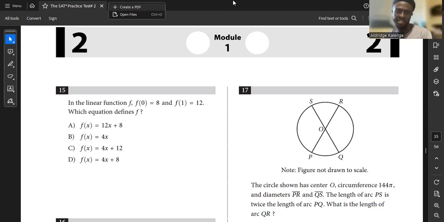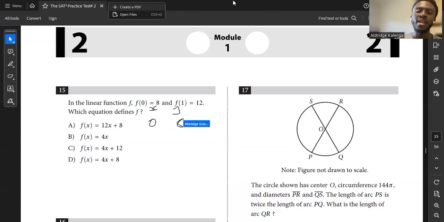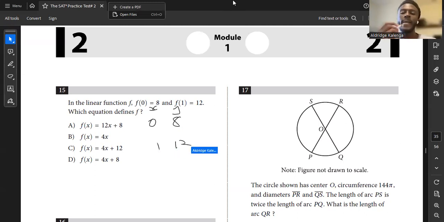So this is how I solved it, right? We've got some pair values. We have X and Y. So we have 0 and 8, and we have 1 and 12. You guys agree? Right, so we have 0, 8, and we have 1, 12.